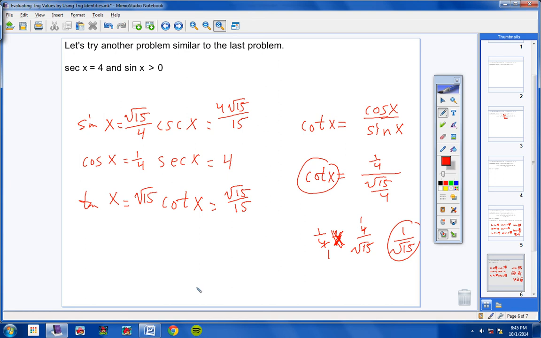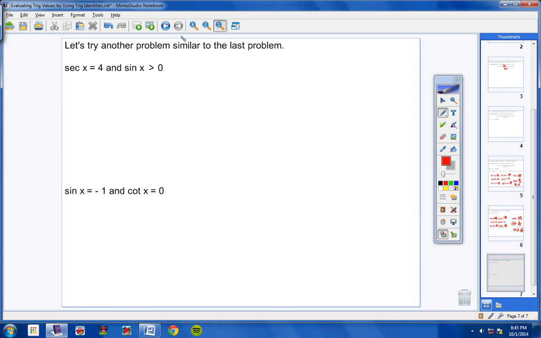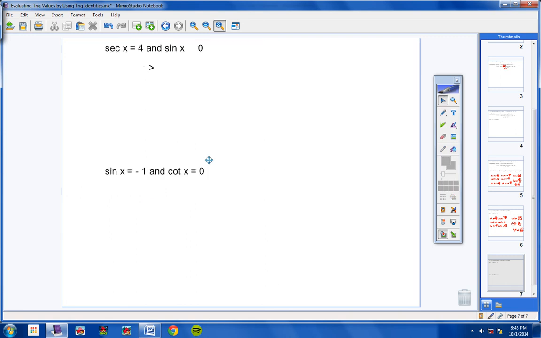Okay, so I hope you got those correct. And let's go ahead and continue on. One more problem and we're finished. Now this one's a little different, okay? This one's a little different because notice, here, notice that we have sine of x equals -1, and cotangent equals 0.